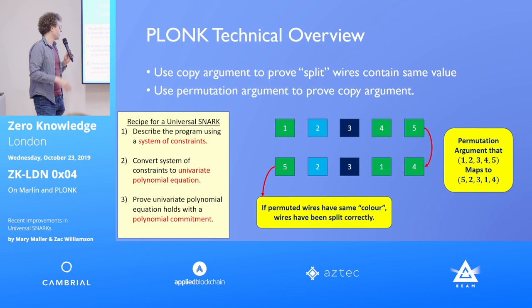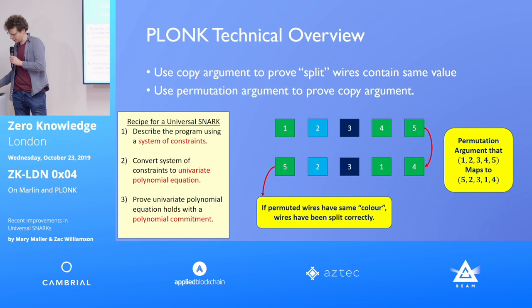And so the key innovation that Ariel and I came up with to describe in the Plonk is basically how to do this efficiently, with a minimum number of commitments and with minimum prover overheads. That's it for Plonk.